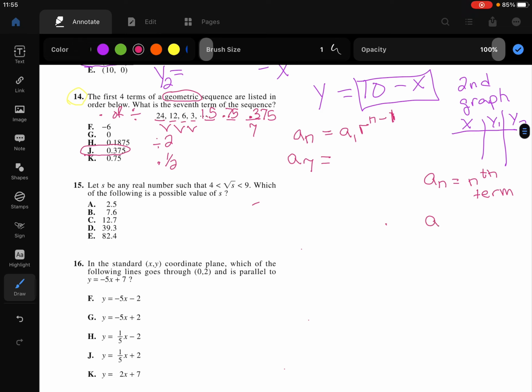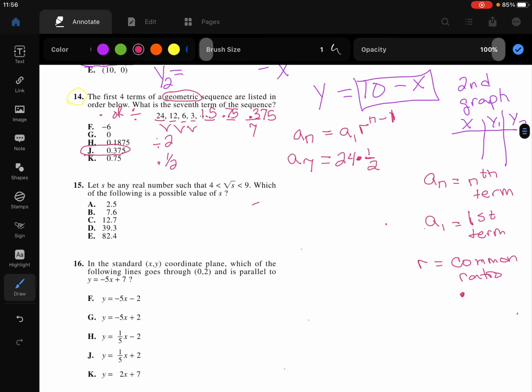Okay, a sub 1 is the first term in the sequence. Okay, and our first term, it told us this was listed in order. Our first term is 24. Okay, we have to multiply by r. R is your common ratio. Okay, how did we get to the next term? However, common ratio is always multiplication. Okay, so you're always having to multiply to get to the next term. All right, so what do we have to multiply by? We had to multiply by a half.